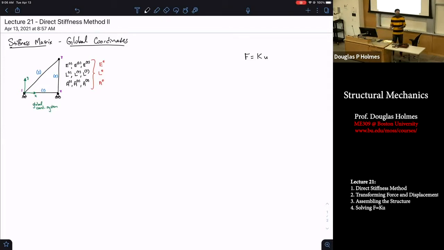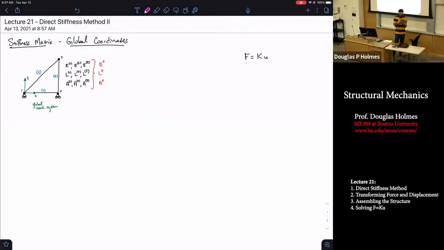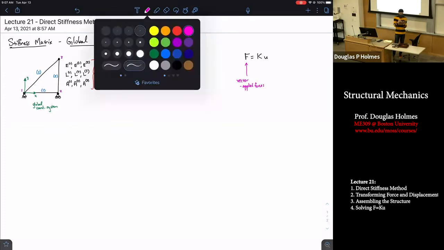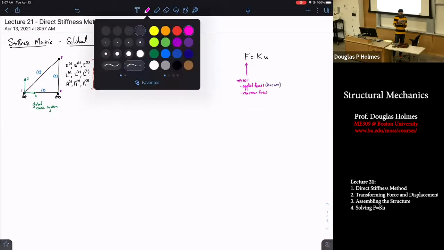And I'll remind you that you know some of this stuff. What I mean is, this thing here, F, is a vector, and it contains your applied forces, which are known, and it contains your reaction forces, which are unknown.